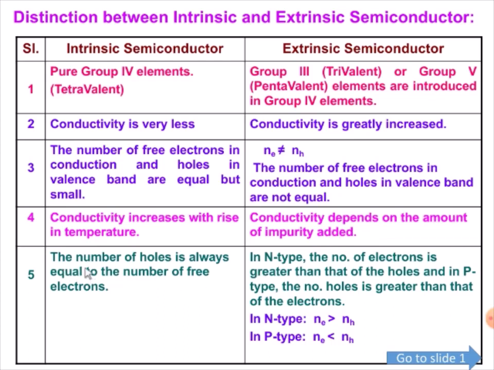Now the last point: in an intrinsic semiconductor, the number of holes is always equal to the number of free electrons, as we have seen. But in the case of an extrinsic n type semiconductor, the number of electrons is very much greater than the number of holes. So in an n type semiconductor, electrons are the majority charge carrier and holes are the minority charge carrier. In the p type, the number of electrons is less than the number of holes, so holes are the majority charge carrier and electrons are the minority charge carrier.